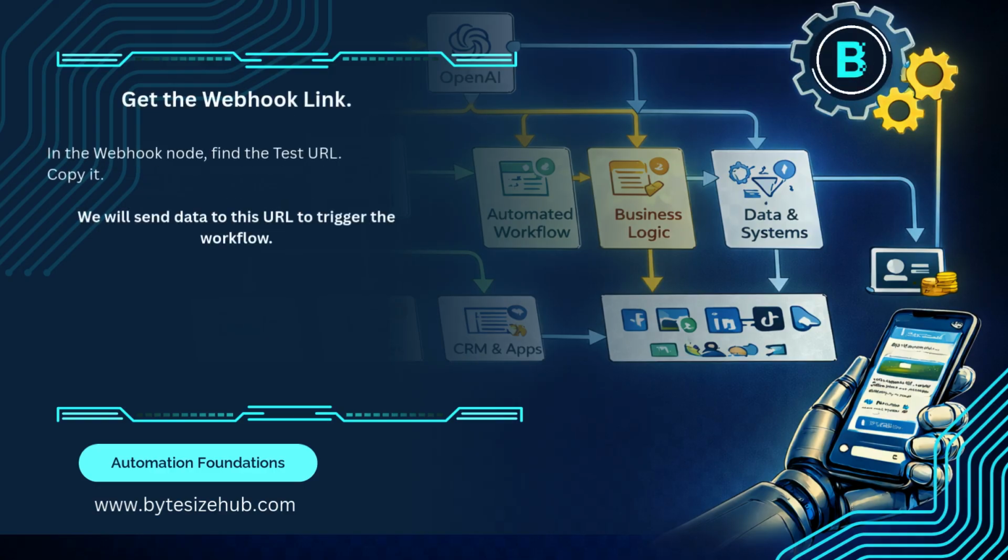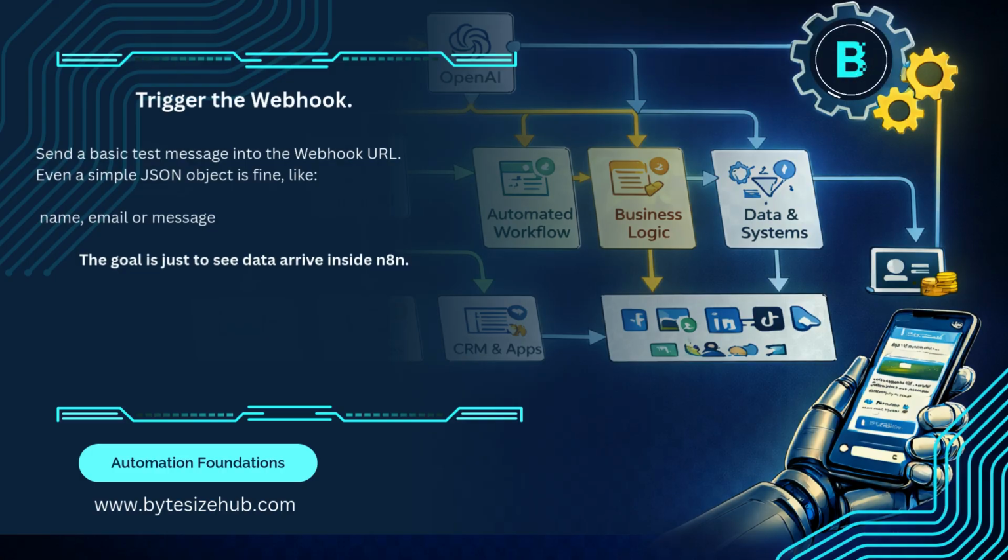Get the webhook link. In the webhook node, find the test URL. Copy it. We will send data to this URL to trigger the workflow. Trigger the webhook. Send a basic test message into the webhook URL. Even a simple JSON object is fine, like name, email or message. The goal is just to see data arrive inside n8n.